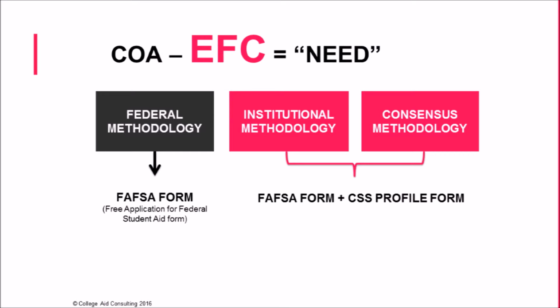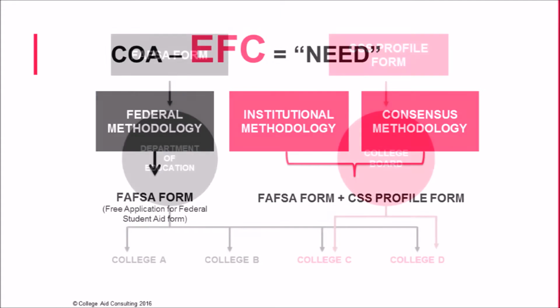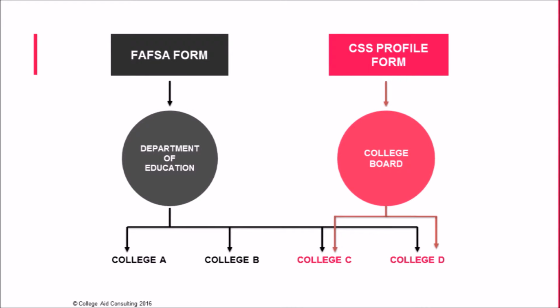When you file a FAFSA, the information collected goes to the Department of Education, who in turn shares it with the colleges listed on your form. Information on a student's profile is submitted to the College Board, who makes it available to the schools listed on that form. Once the FAFSA and profile are submitted, some colleges may require additional information to finalize your package.